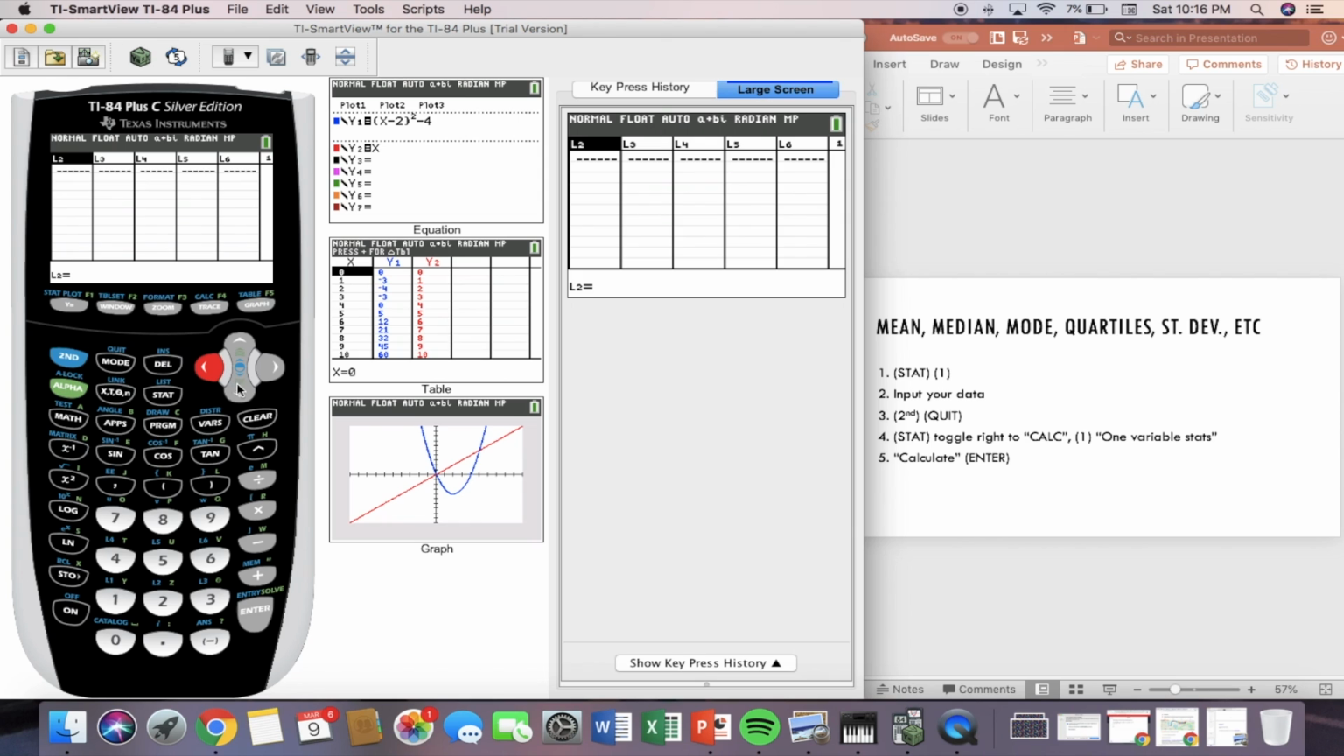So we're going to be working in list 2. It's easier to work in list 1, and that's probably what you're going to have over on the side, but I just decided to get rid of list 2. So let's just put in a bunch of random numbers. So we have a pretty nice data set.